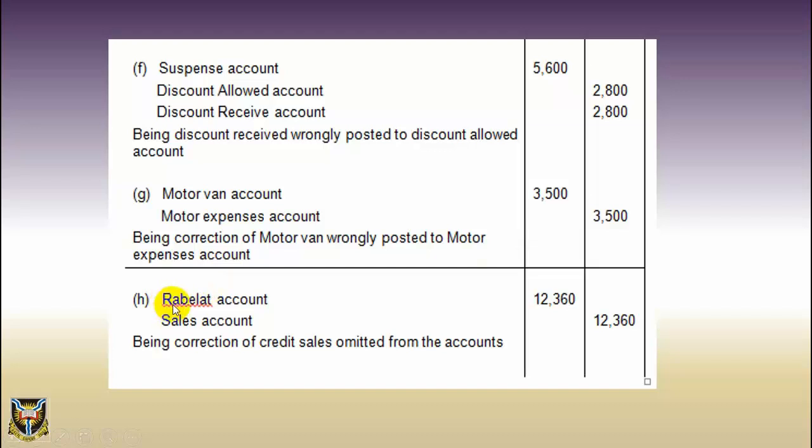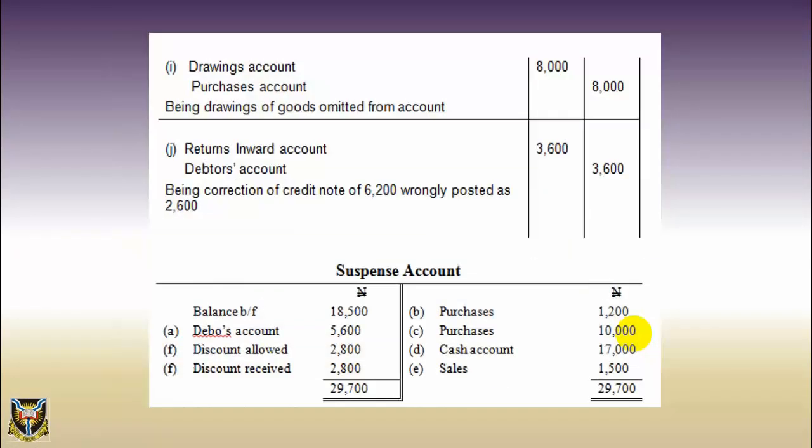H. Rabilat account, sales account, being correction of credit sales omitted from the account, DR 12,360, CR 12,360. I. Drawings account, purchases account, being drawings of goods omitted from account. DR 8,000, CR 8,000.